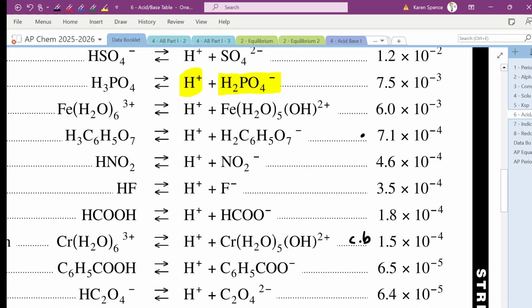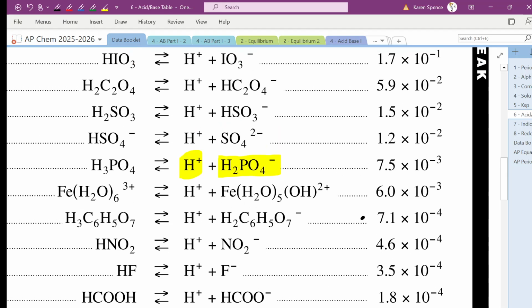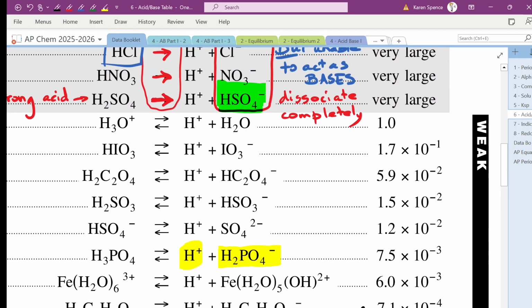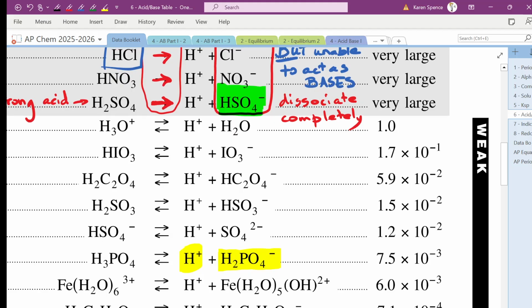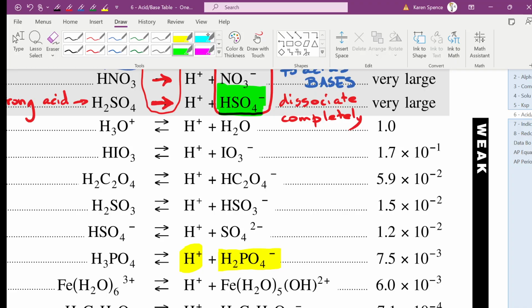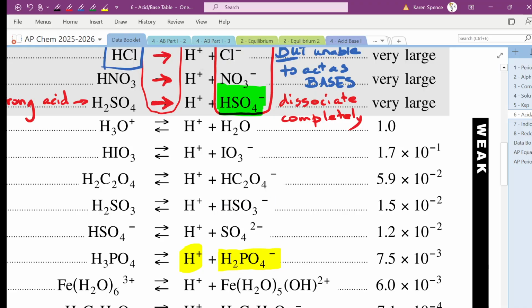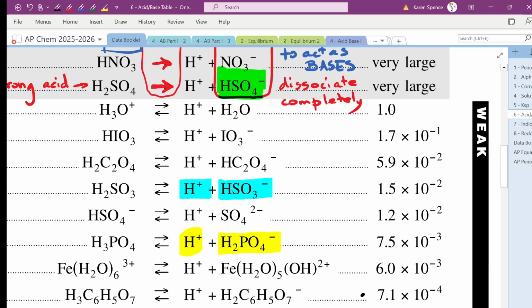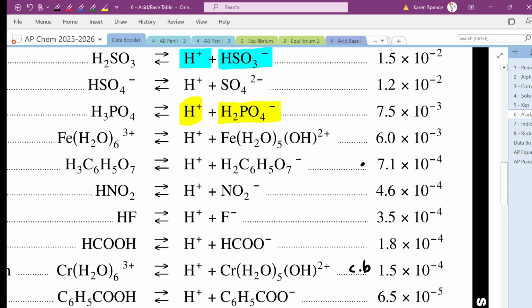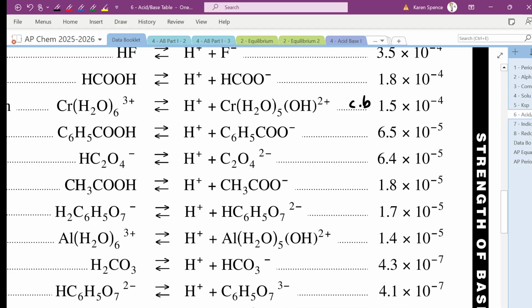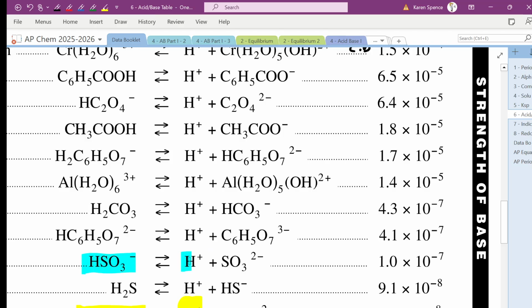Can you guys find, as we go down our list, who is the first amphiprotic substance that we come to other than water? H2SO3 is one of them. Yep. Or, sorry, HSO3 minus. It can accept a proton, and if we go further down the list, it can donate a proton.